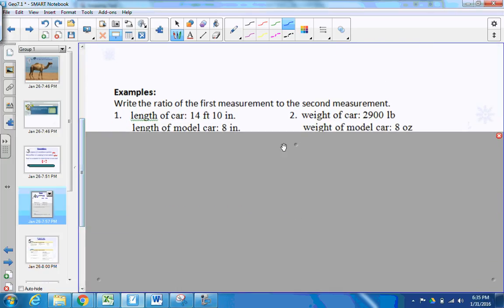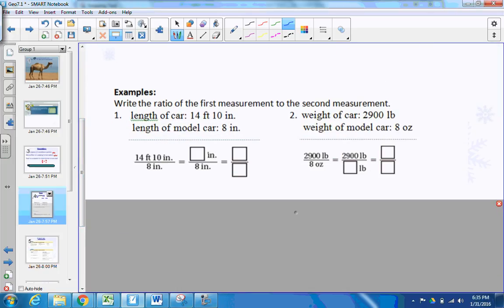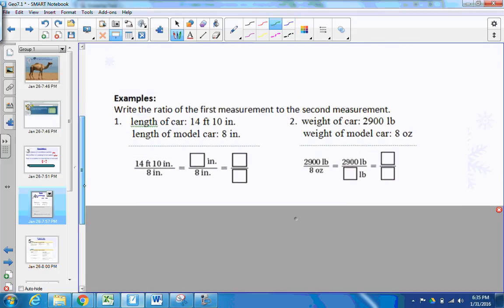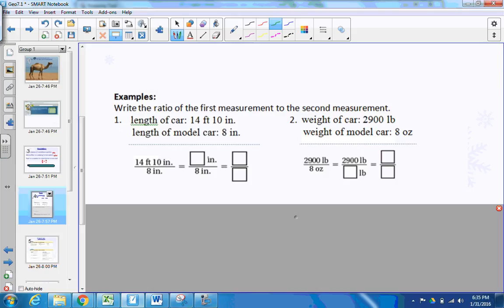Example 1 says write the ratio of the first measurement to the second measurement. We have the length of the car and the length of the model car, so two things that would be similar. The length of the car is 14 feet 10 inches, and the model is 8 inches. So I'm just going to convert so that they're the same units. 14 feet 10 inches would be 14 times 12.